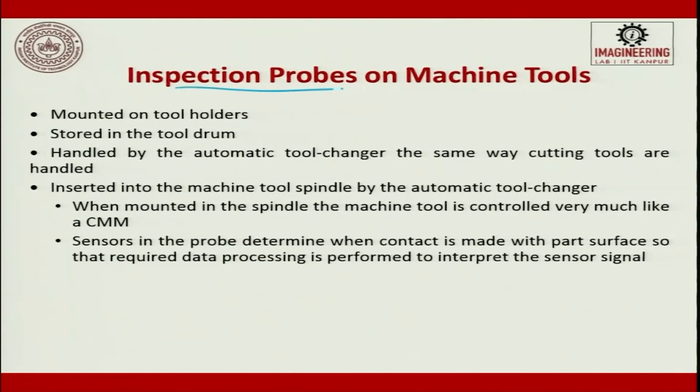So, the inspection probe on a machine tool. Today, rather than having a CMM separately, in the machine tool itself they are trying to interface an inspection probe, which is mounted on the tool holder. The probe is stored in the tool drum, in the magazine, and handled by the automatic tool changer.